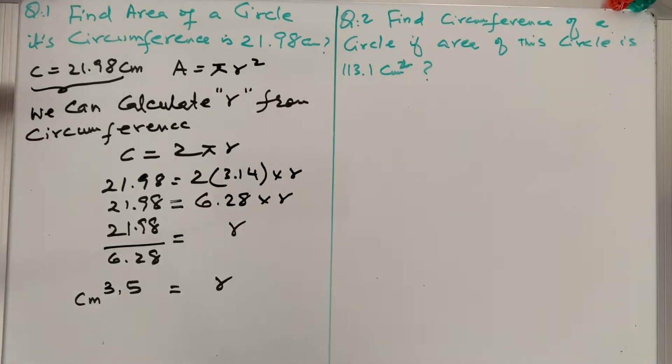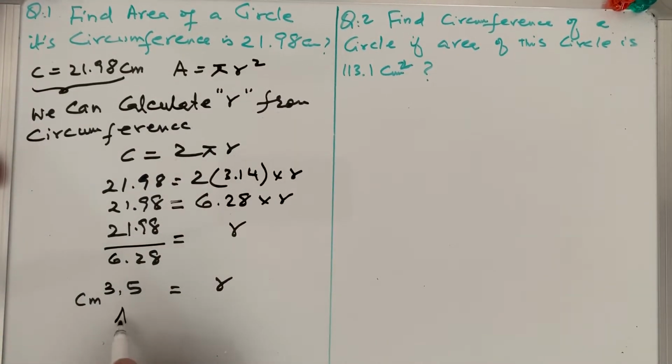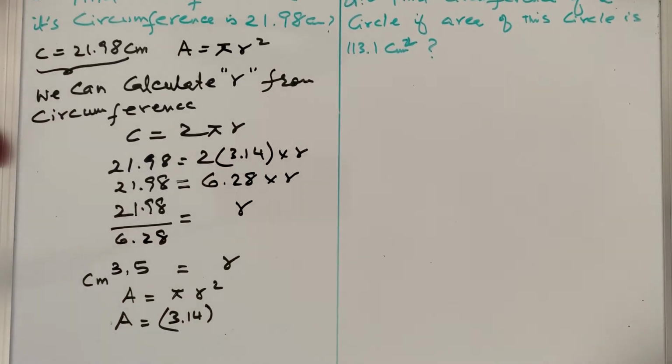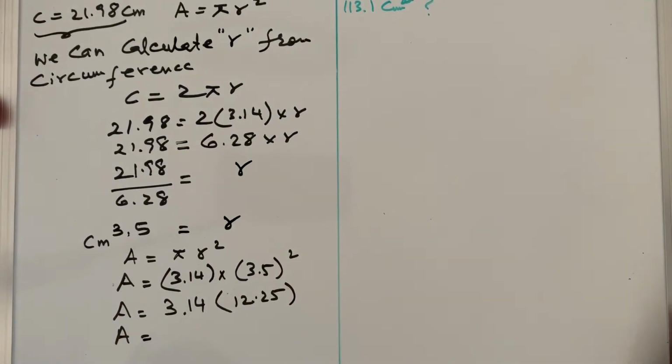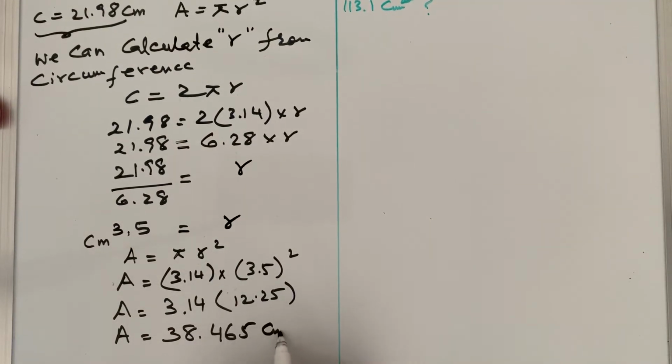Once we know the radius, we can apply the formula which we wrote in the beginning. A is equal to pi times r square. Now we know our r, so I can say 3.14 times r square. What is r? 3.5 whole square. So I can calculate this now. 3.14 is your pi value, times 3.5 whole square, which is 12.25. So if you multiply these two, 3.14 times 12.25, you get your answer. That is your area required, 38.465 centimeter square. This is your answer, right?